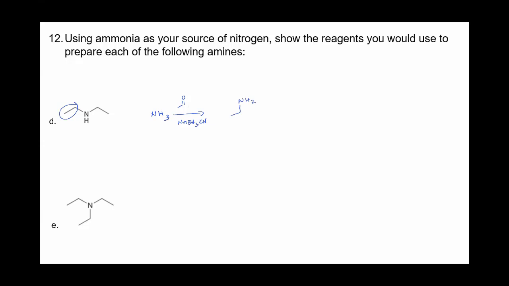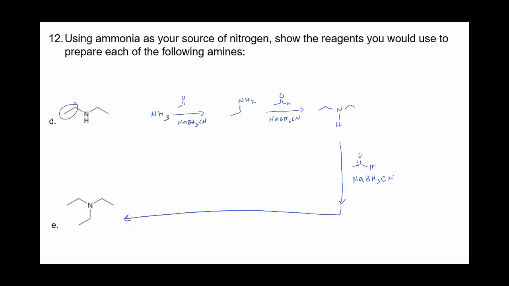So that's how I use ammonia as my source of nitrogen. And then I can just add that acetaldehyde again and do that same reaction again to get the target molecule. And for E, that's just an extra ethyl group. So we can just do the same synthesis we did for D and just add another acetaldehyde. Questions there?